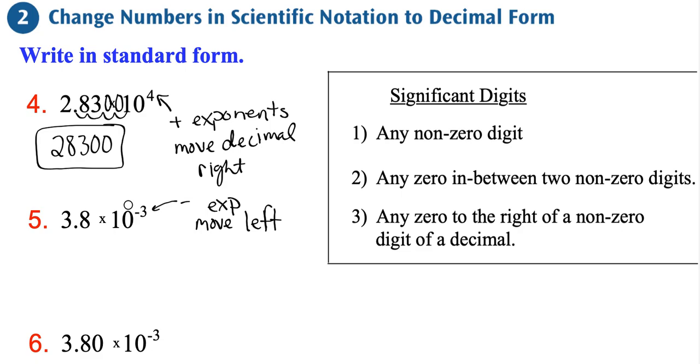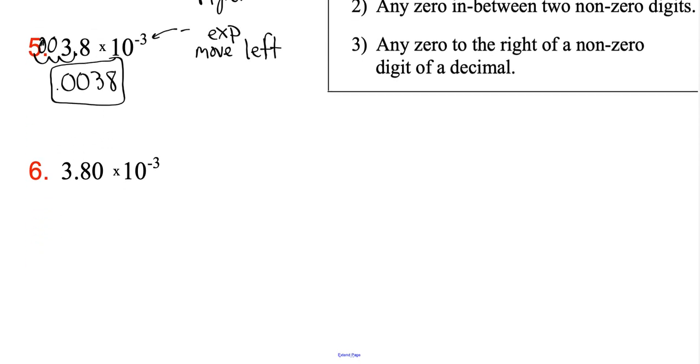So my negative exponent here, I'm moving that left 3. So boom, boom, boom. Wherever I have nothing, like here and here, those are zeros. So 0.0038. That's what we have for that one. Okay? And we got number 6.